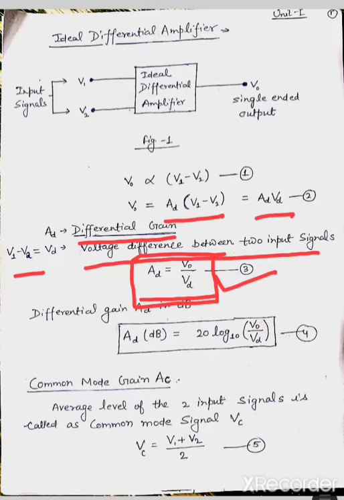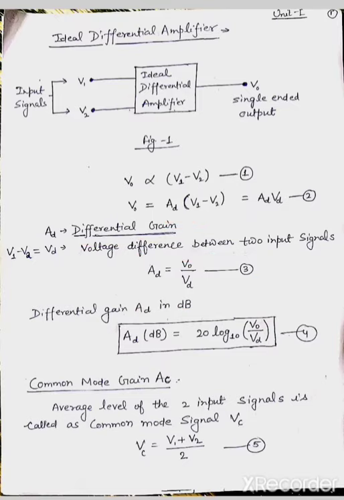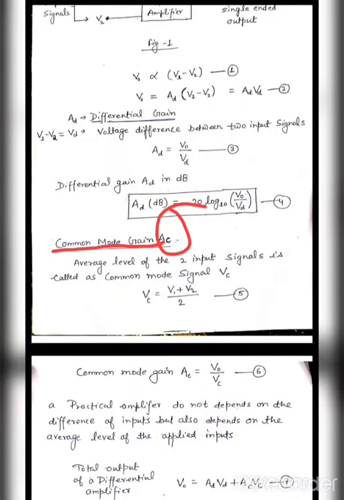This differential gain can also be represented in decibels. Here it is represented as AD in dB equals 20 times log to the base 10 of AD. Here it represents the AD. Common mode gain is represented by AC. A represents the gain and C represents the common mode.